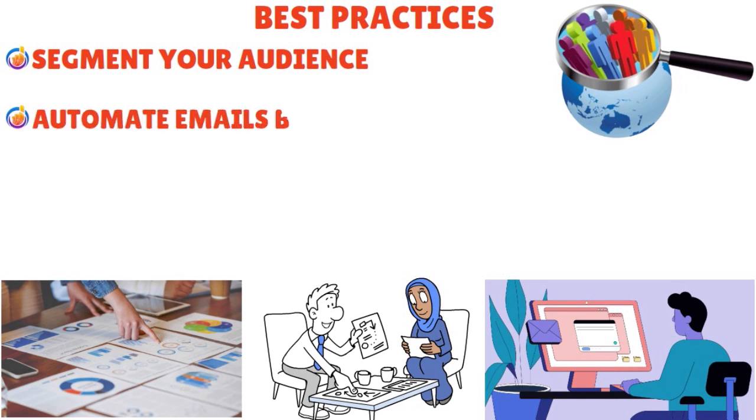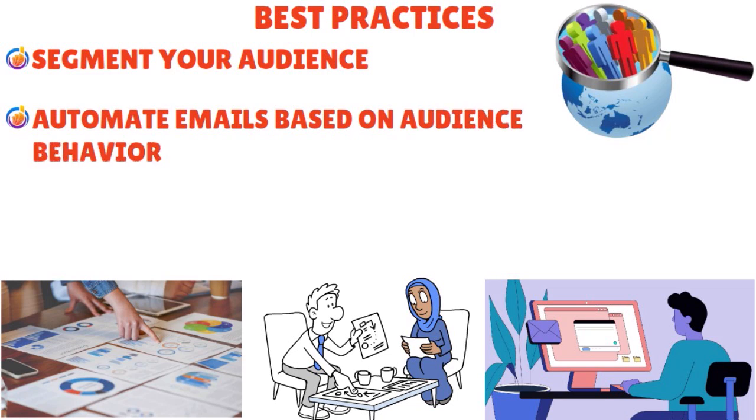You also want to automate emails based on audience behavior. So basically, you are able to send timely, relevant emails based on your subscribers' specific actions. And this approach actually is pretty powerful because it ensures that your leads receive the right message at the right time, increasing the chances of engagement and conversion.